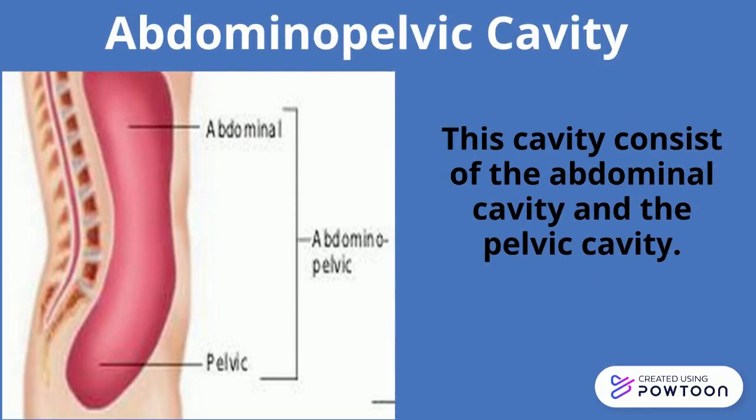The abdominal pelvic cavity consists of the abdominal and the pelvic cavity. Also, the thoracic and abdominal pelvic is lined by a double-layered serous membrane that secretes serous fluid to prevent friction between the layers.